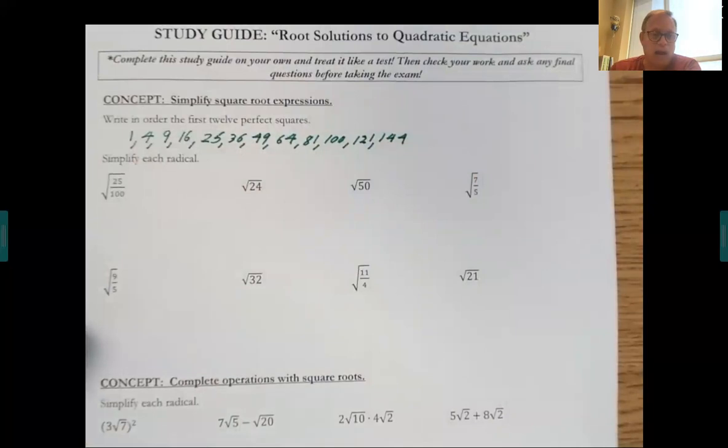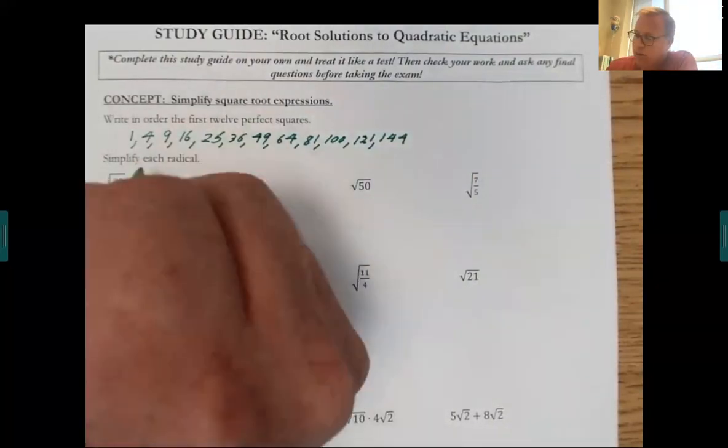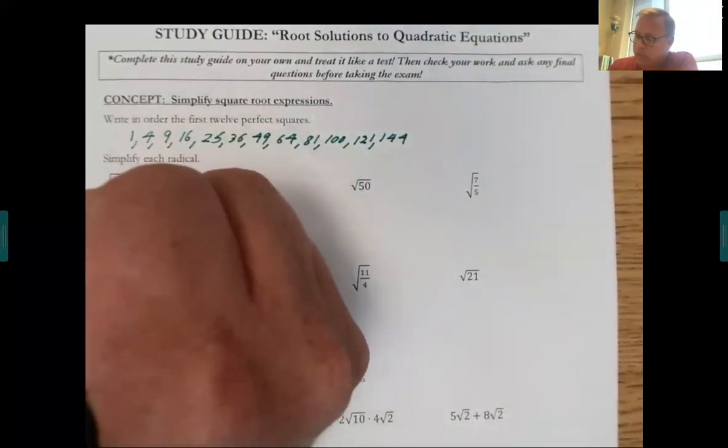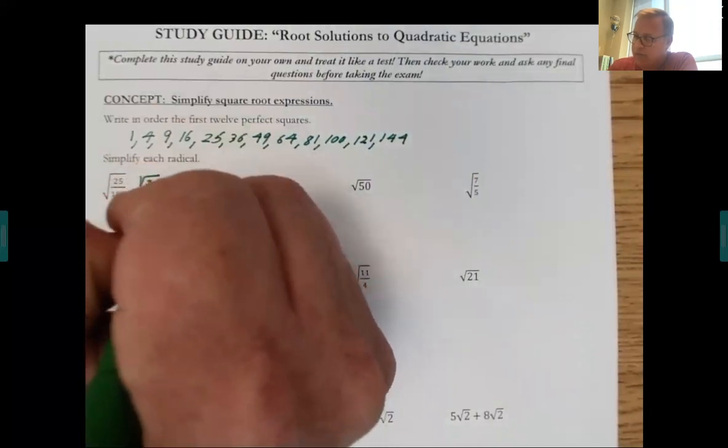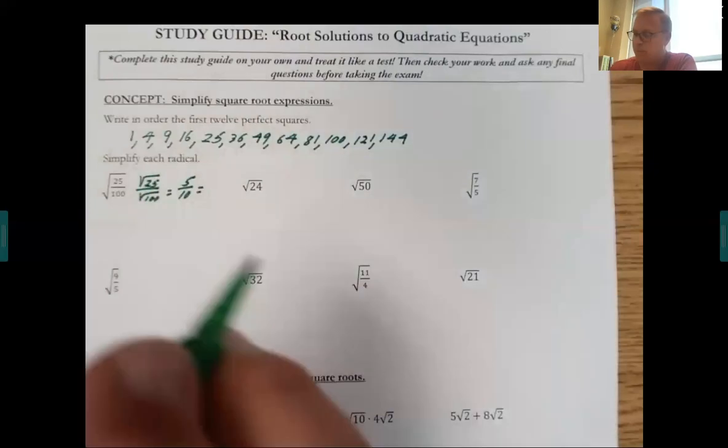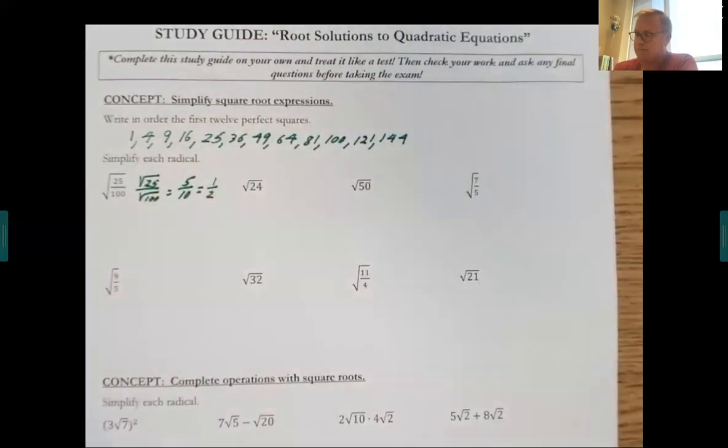Remember, when we simplify radicals, we need to look at the top and the bottom of the radical to see if we can simplify either one. So if it's a fraction like this, we're taking the square root of 25 and the square root of 100, and that gets us 5 over 10. But wait, there's more. That's the same as a half.